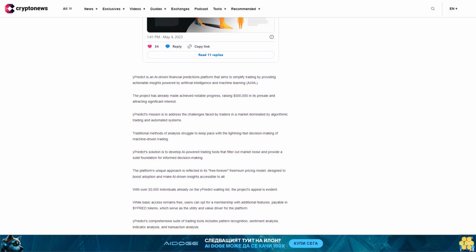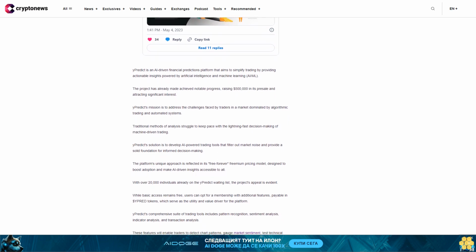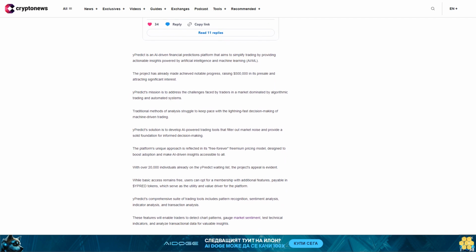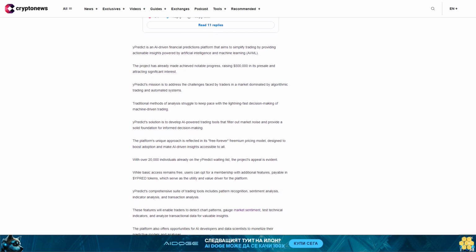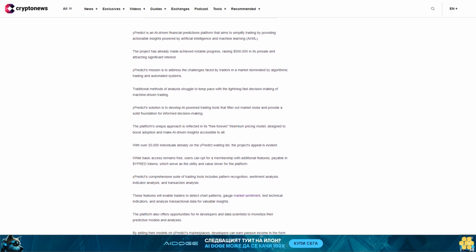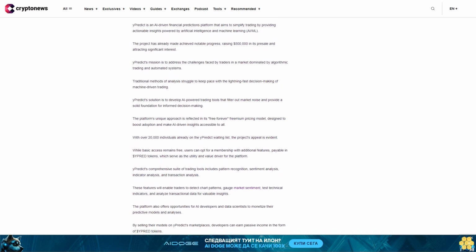YPredict's commitment to transparency and authenticity sets it apart from the often opaque and unreliable predictions offered by social media influencers. The platform's predictions are generated through cutting-edge financial models and are publicly disclosed, providing traders with greater confidence in their decision-making.